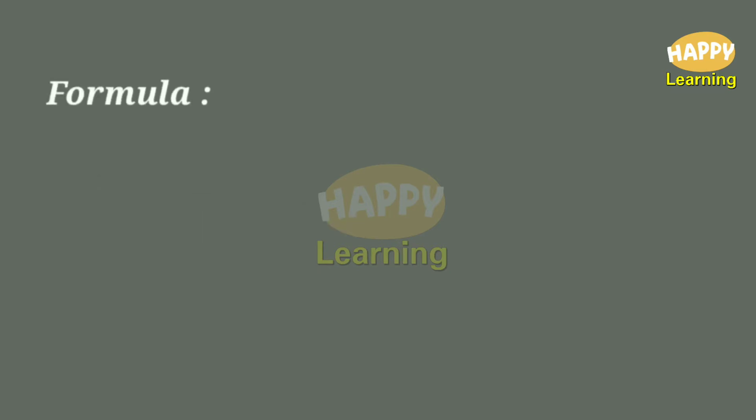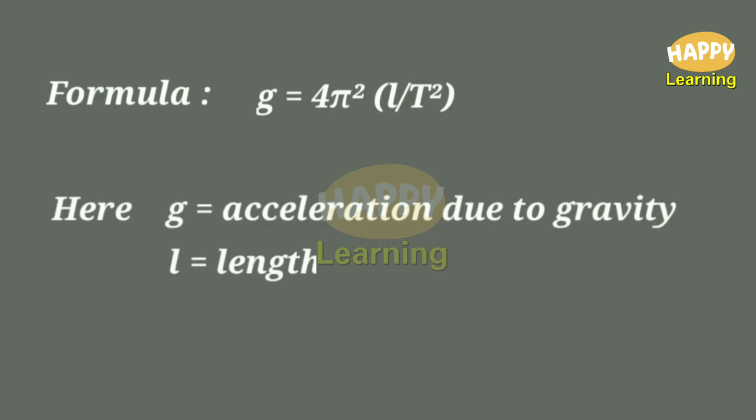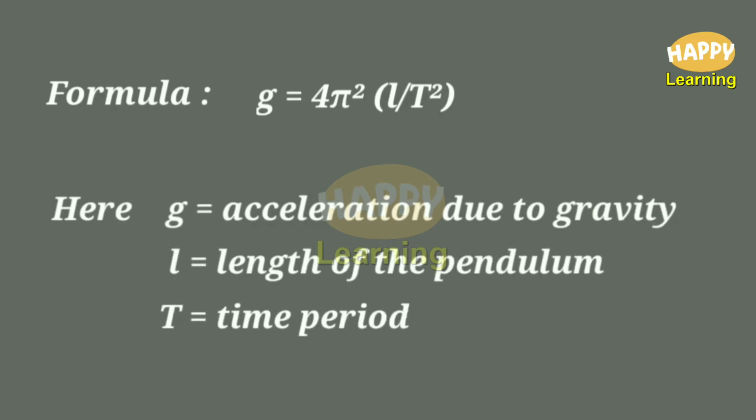Formula: g is equal to 4 pi square L by T square. Here g is acceleration due to gravity, L is length of the pendulum, T is time period.